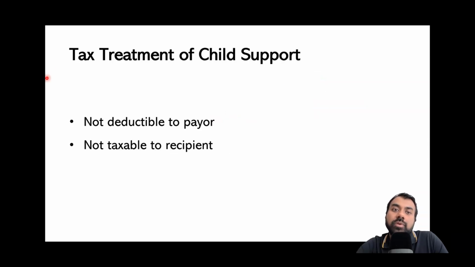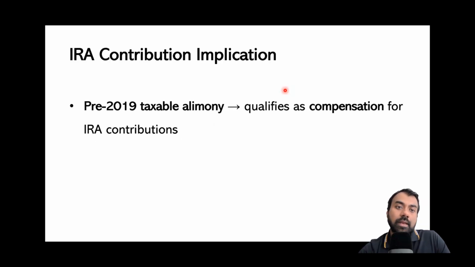The next thing that we want to learn about is the tax treatment of child support. This has not changed, and this has never been deductible to the payer, and this has never been taxable to the recipient. So along with learning about the tax treatment of alimony, you should be aware of this tax treatment of child support. Now, another thing that I should just briefly mention is the IRA contribution implication.